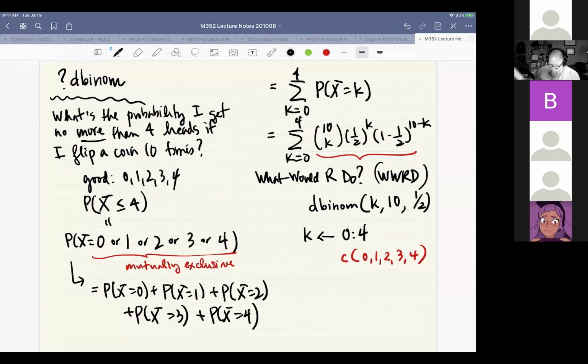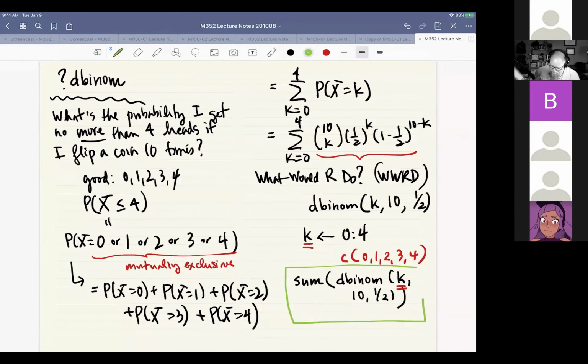And then you can type this, and I'm going to have to do this across a couple lines. The sum of dbinom k, comma 10, comma 1/2. And here, that k is referring to this k. And so it's going to sum over all the possible values of k, these values of the binomial. So this is the R expression of this.